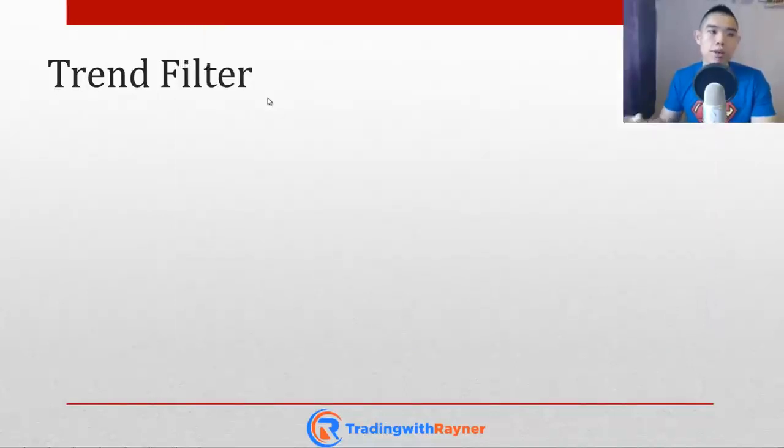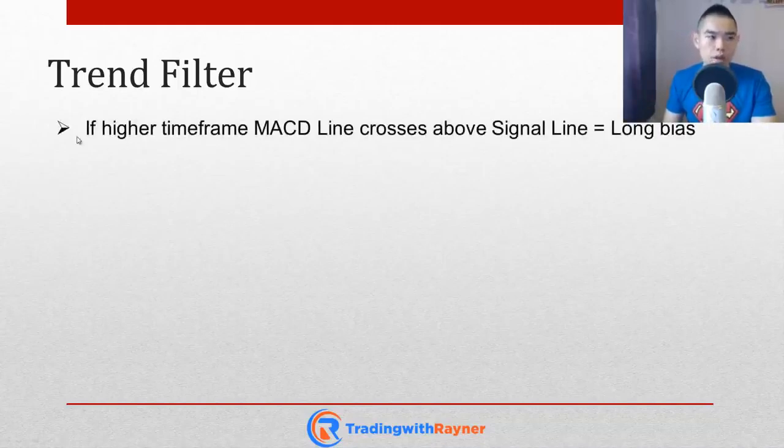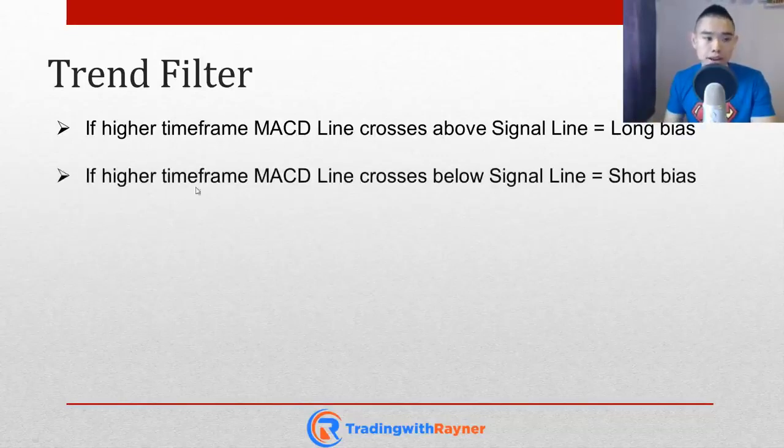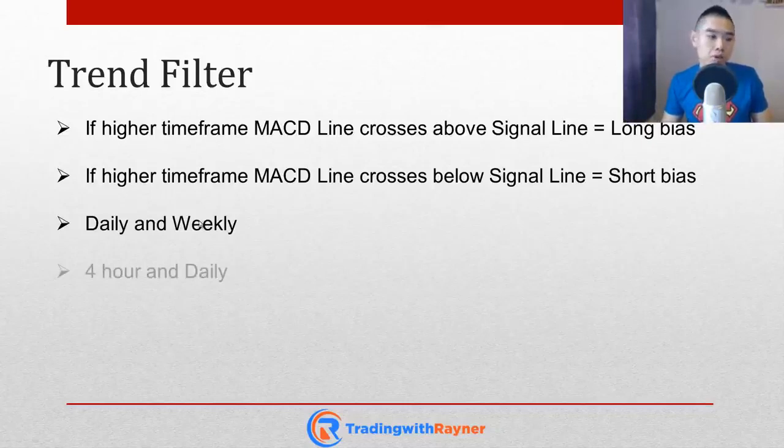Number 2, you can use the MACD as a trend filter. So here's how it works. If the higher time frame MACD line crosses above the signal line, you look for a long bias only. We're looking at the higher time frame here. If the higher time frame MACD line crosses below the signal line, we look for a short bias. So how do we define higher time frame? Here are a few tips. If you are trading off the daily time frame, you can refer to the weekly time frame as your higher time frame. If you are trading on the 4-hour time frame, you can refer to the daily time frame as your higher time frame.